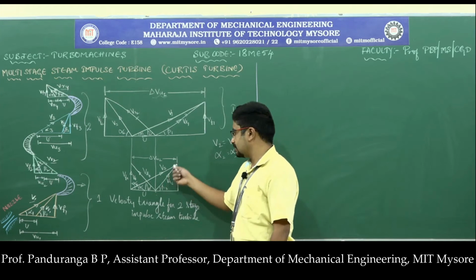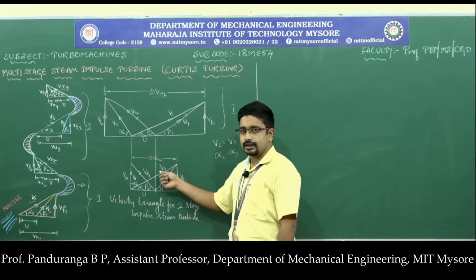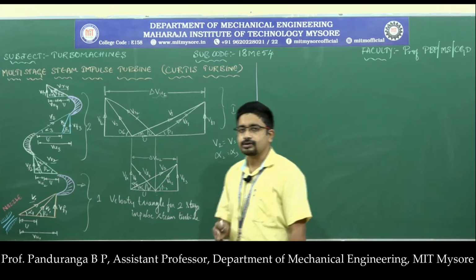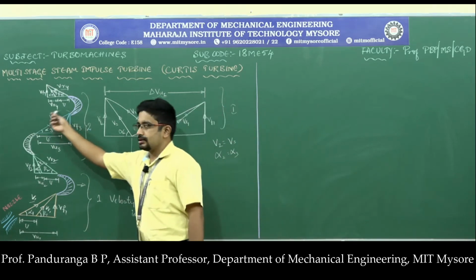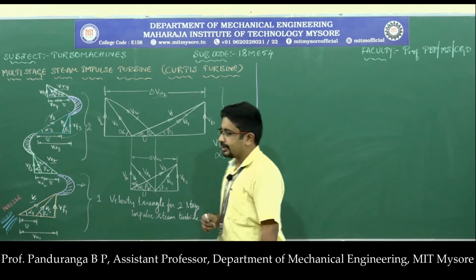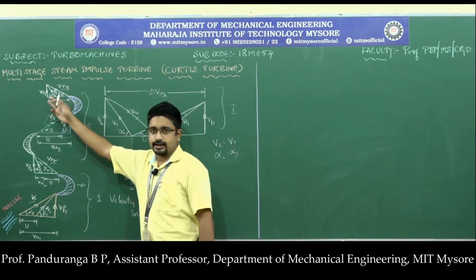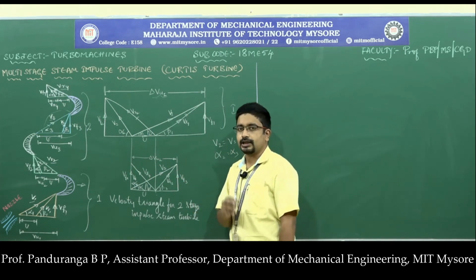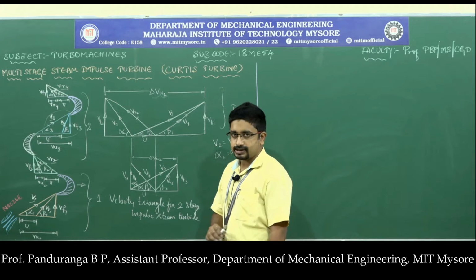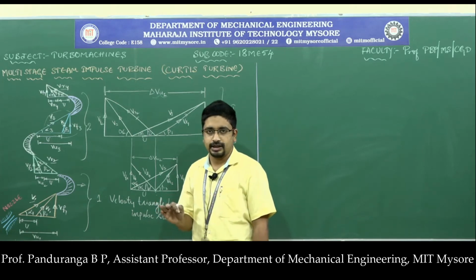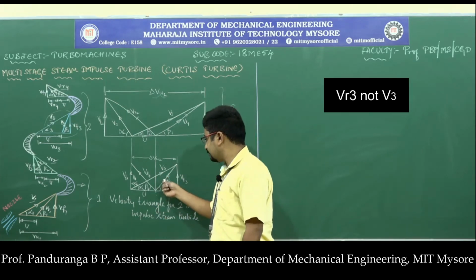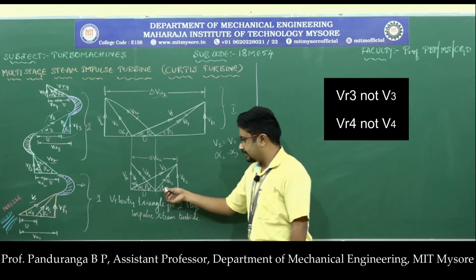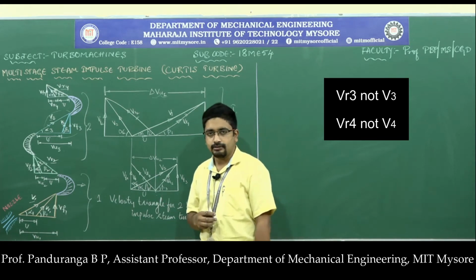Once I draw this, then I will split the V3 into vertical and horizontal component, and I will complete the inlet velocity triangle for the second stage. So I will complete this. Now I need to draw the outlet velocity triangle for the second stage, and here also we are dealing with impulse turbine, which means to say that there is no change in static component, and V3, the length of V3 should be equal to length of V4, and the angle beta 3 should be equal to beta 4.